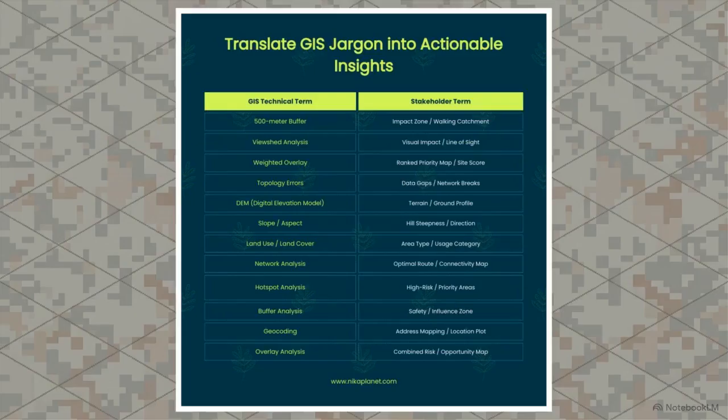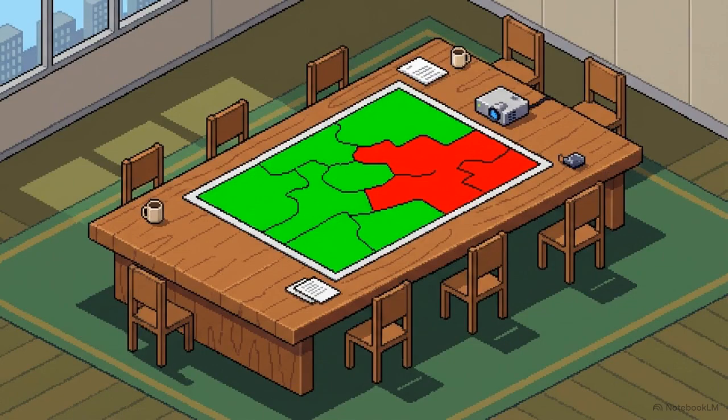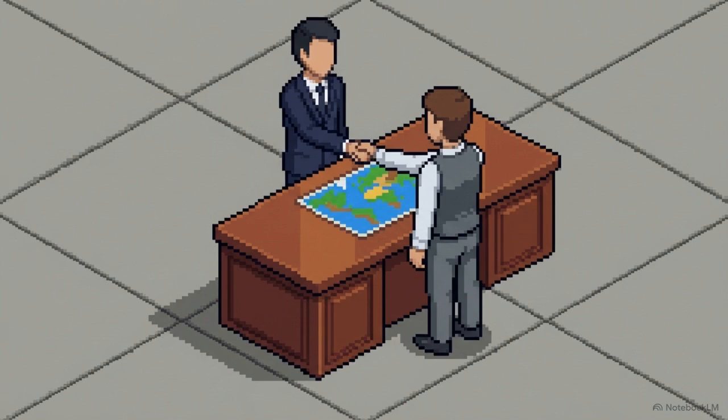This chart shows the established industry standards for translating these methodologies. You can see how 500-meter buffer becomes walking catchment, and DEM shifts directly to terrain profile. By swapping out technical processes for physical, real-world impacts, the data instantly aligns with the mayor's strategic goals.